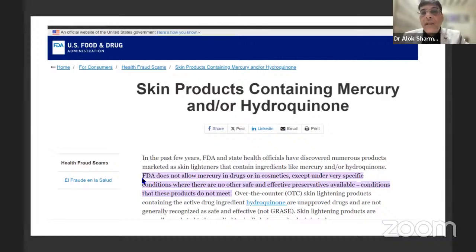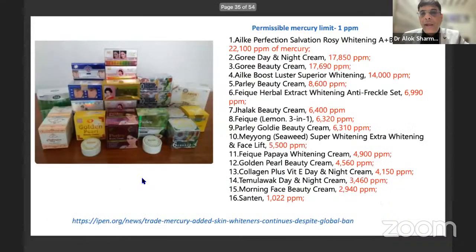Skin products containing mercury and hydroquinone have been delineated by the FDA. So this is the picture they had come up with. This is not my thing. This is an FDA warning.